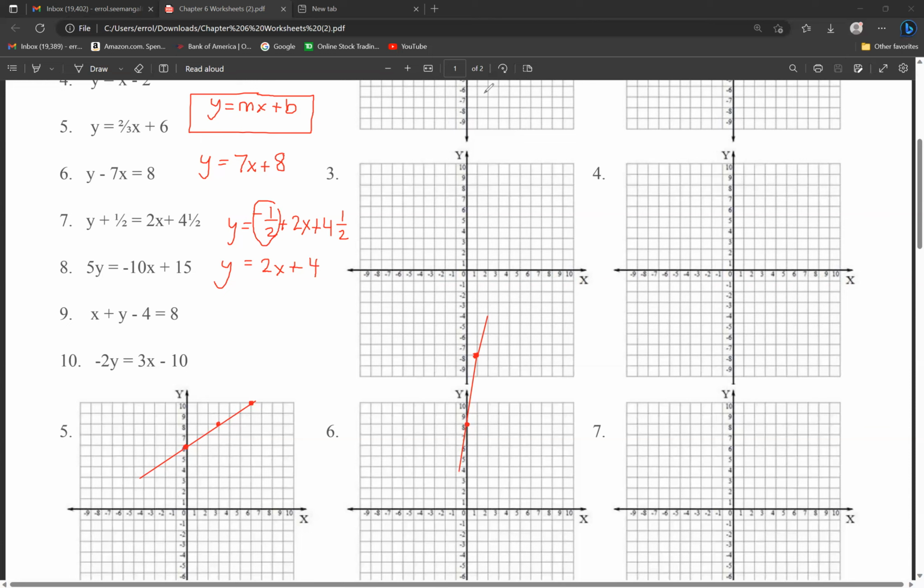I want to erase this. So 2x plus 4. Okay, so this is number 7, right? Where's the first dot? 0, 4. Where's the second dot? We go up how many? 2. And we go to the right how many? 1. Okay, go up 2, right 1.